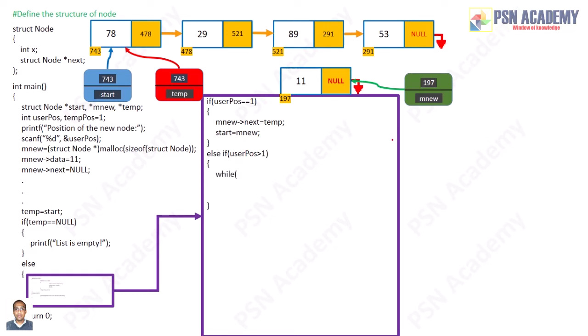For this, we have to run a while loop where the condition will be temp not equal to null. So you want temp to visit each node in the list. So you write temp equal to temp next. And whenever you are writing temp equal to temp next, your temp position will also get increased by 1, because in this program, we are dealing with position. So we have to keep track of the temp's position.